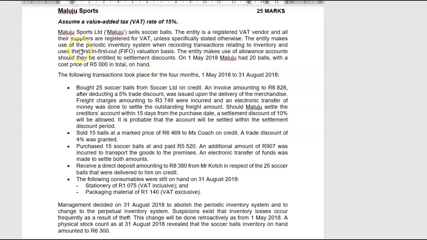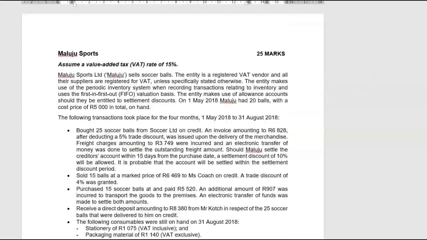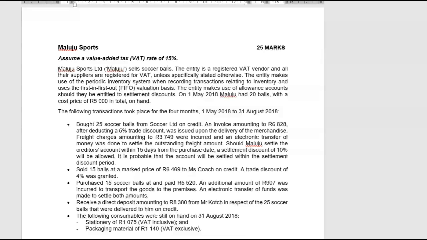Maluju Sports is such a boring question because there's really nothing much in the question. The only thing that I really like about the question, sort of, is the B part of the question. But for the rest of this, it's extremely, very easy and very boring.